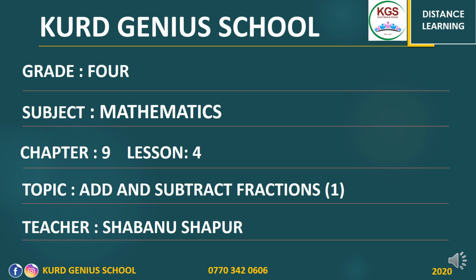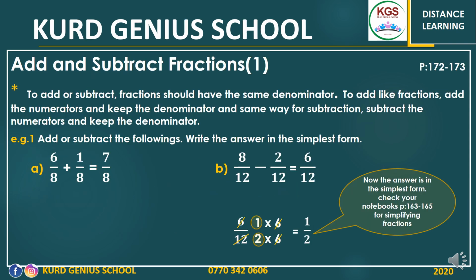Chapter 9, Lesson 4. Add and subtract fractions. This one is very easy. It takes 5 minutes to understand. To add or subtract, fractions should have the same denominator. When you have fractions with equal denominators, all you have to do is to add the numerators. And the same way for subtraction, just subtract the numerators.